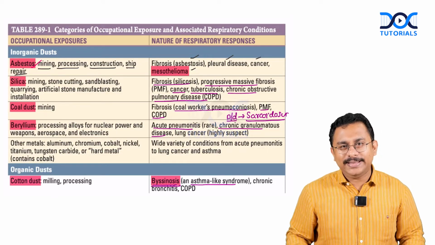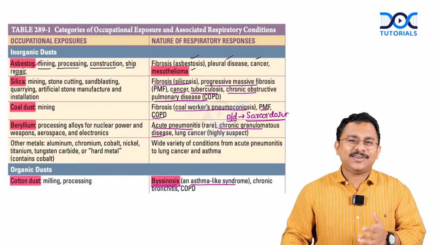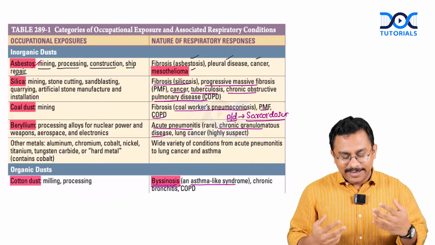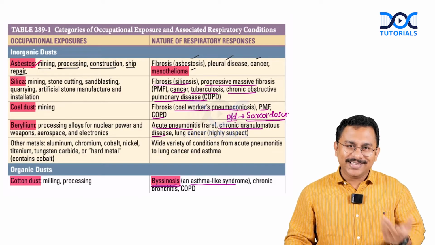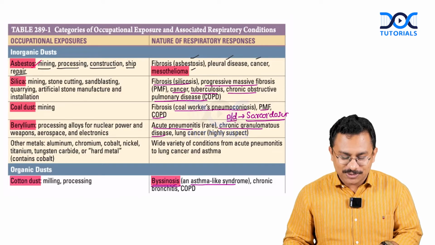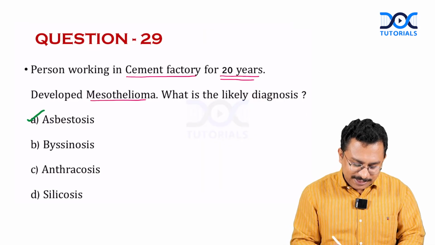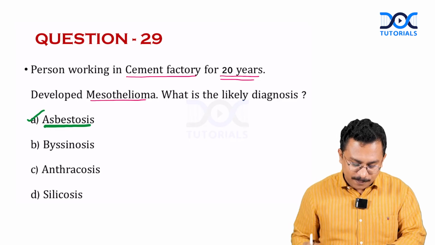So just keep in mind these points as well, because topics are often repeated. They may not ask you the exact question, but next time they may ask you a question on silicosis, berylliosis, or byssinosis. So in this question, it's a clear-cut question. The answer is asbestosis. Okay, right.